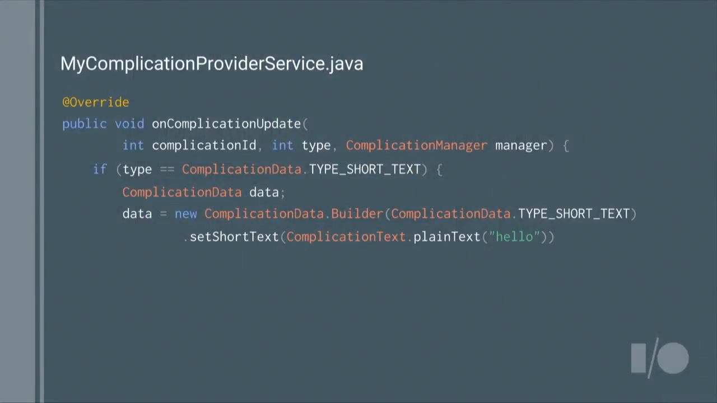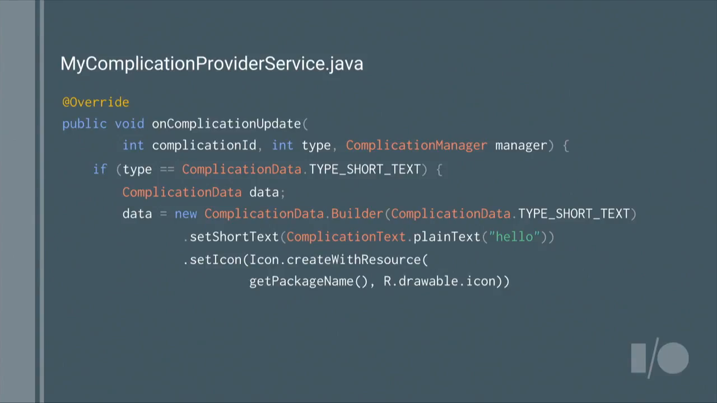And now we're setting the short text field, which is the required field for this type. And we're just setting it to a simple string, hello. You'll notice that it's wrapped here in a complication text object. All of the set methods for text in complication data take one of these complication text objects. It can just be a wrapper for a simple string or char sequence. It can also be used for other things, and we'll talk about that a bit later.